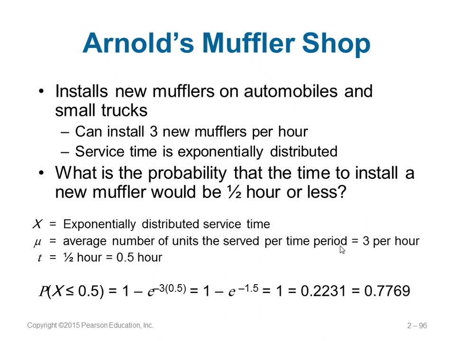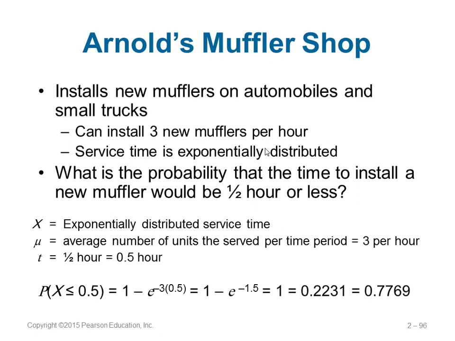Here is an example: a company which works on automobiles and trucks can install 3 new mufflers per hour. Service time is exponentially distributed, so X is the exponentially distributed service time. Mu is given as 3 per hour, and t is half an hour, 1 by 2. You are going to calculate the probability that the time to install a new muffler is half an hour or less.